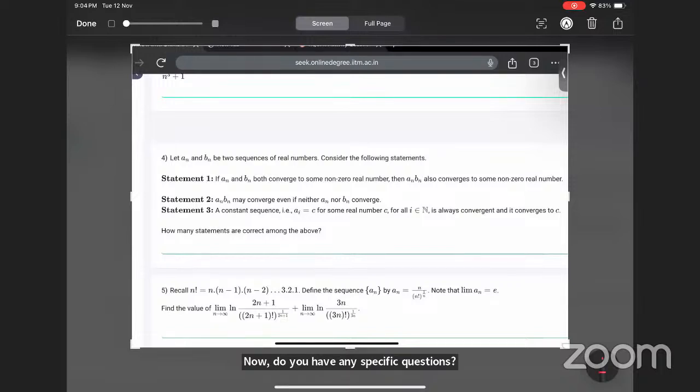Yes, ma'am. Let me check. Okay, just take a screenshot and put it, then we will type. So how is the statement 2 true?